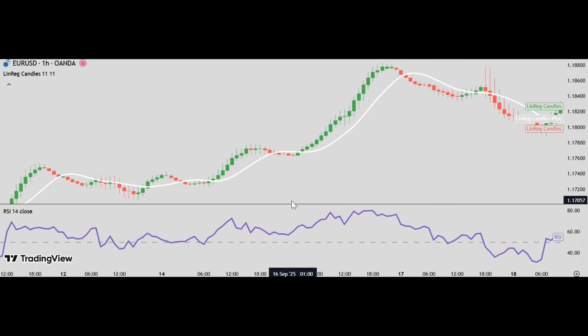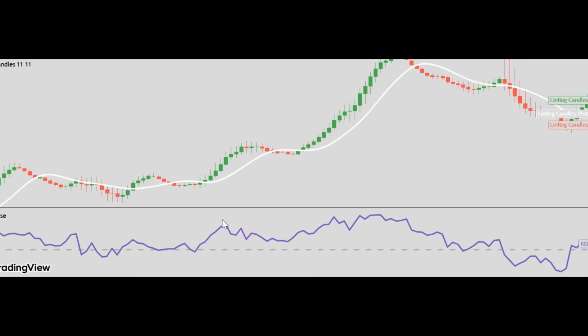Now let's look at long trades, or buying opportunities. First, check that RSI is above 50. This shows that the market is in an uptrend, so we only focus on buy setups.